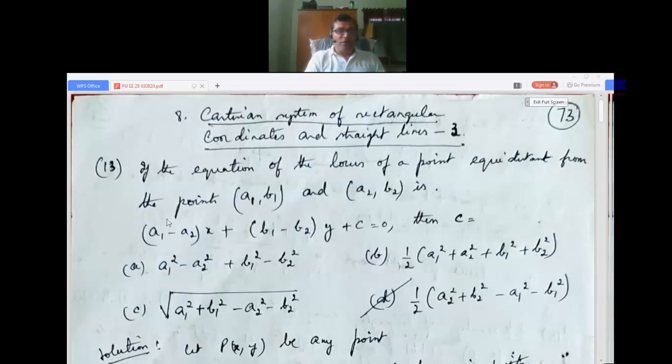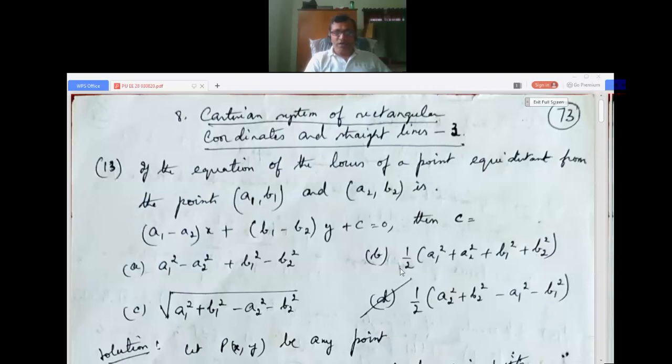If the equation of the locus of a point equidistant from the points (a1, b1) and (a2, b2) is (a1 minus a2)x plus (b1 minus b2)y plus c equals 0, then c equals. First option: a1 squared minus a2 squared plus b1 squared minus b2 squared.